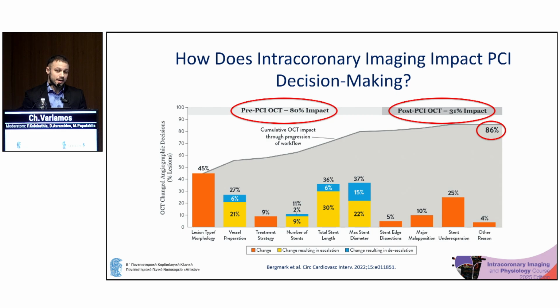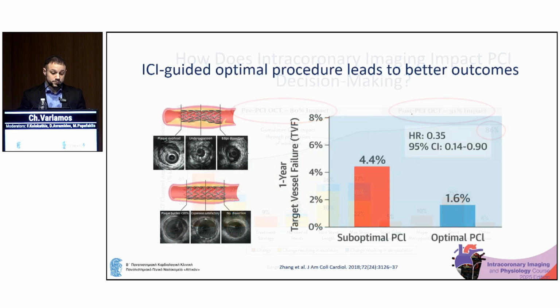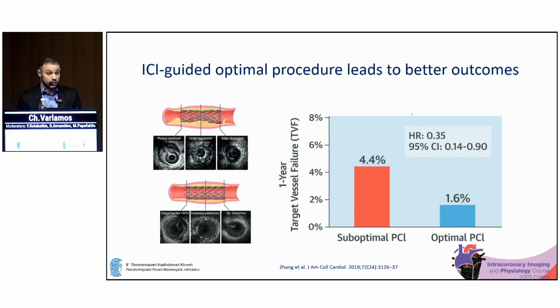As you see, a standardized OCT algorithm can change the operator's decision-making in 80% of the lesions in the pre-assessment and 30% of the lesions in the post-assessment. And we all know that imaging can guide us to better results and better outcomes for our patients, and that is shown in a lot of randomized trials. But the answer is to use the imaging right, not just use the imaging.